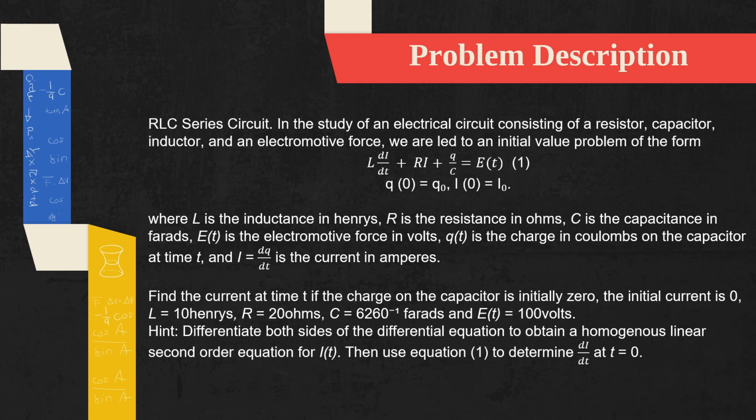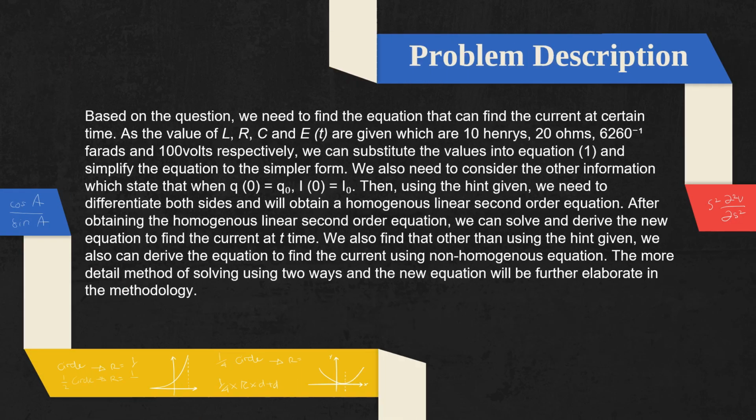So we need to find the current at time t if the charge on the capacitor is initially 0, which is when L equals 10 henries, R equals 20 ohms, C equals 1 over 6260 farads and E(t) equals 100 volts. Now based on the equation, we need to find the equation that can find the current at a certain time. As the values of L, R, C and E(t) are given, we can substitute the values into equation 1 and simplify the equation to a simpler form. We also need to consider the other information which states that Q(0) equals Q0, I(0) equals I0.